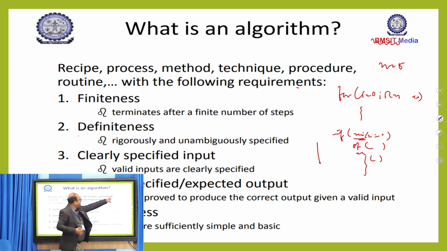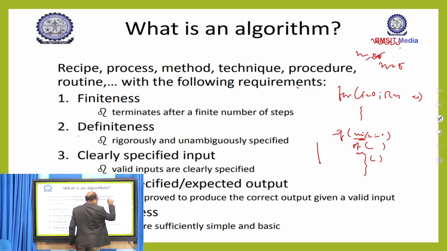In that case, my n is specifically mentioned. That's what clearly specified input is given here. Fourth point is expected output. Expected output means what? When I give my n is equal to 10, for example, or n is equal to 25 for that matter.